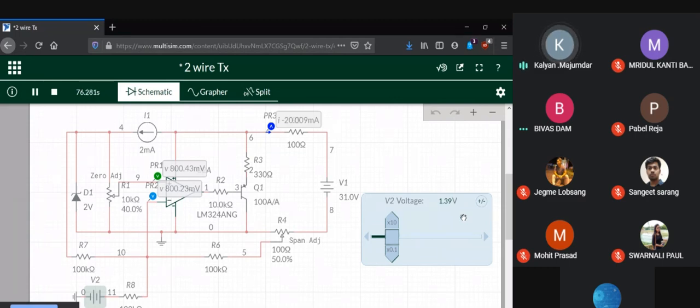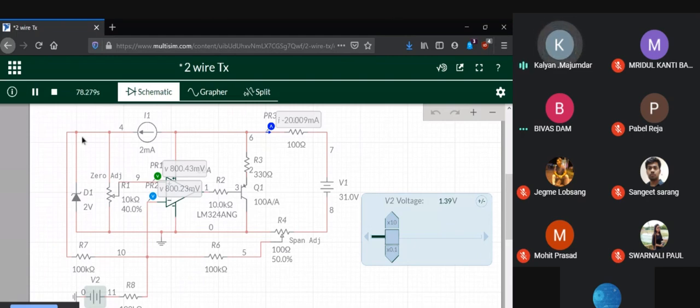So mathematically what is predicted is that altering the 0 does not alter the span. That is precisely what's happening. The span was earlier 800, is now 800, but the 0 has been shifted. It was earlier 0 millivolt giving 4 milliamperes, now 0.59 volts or 590 millivolts gives you 4 milliamperes.